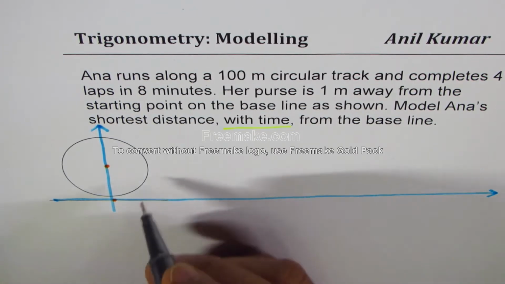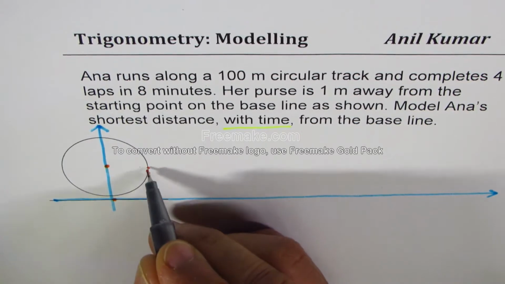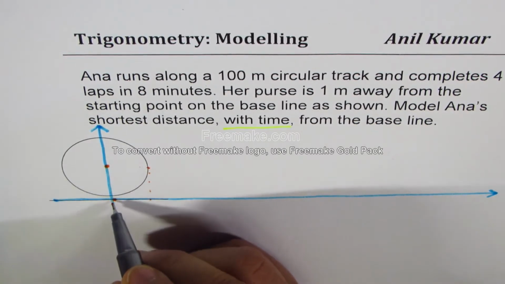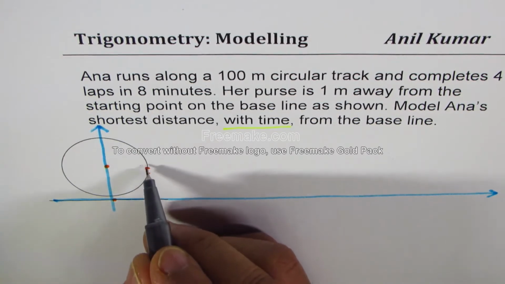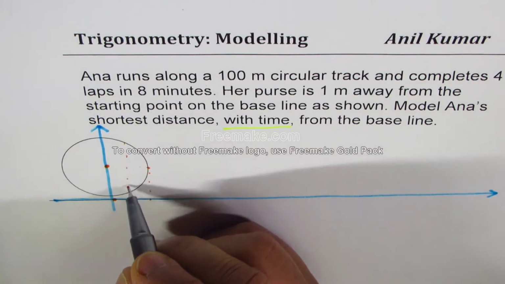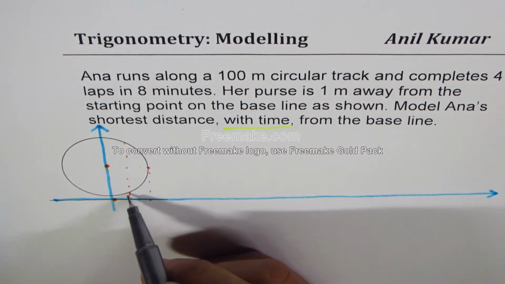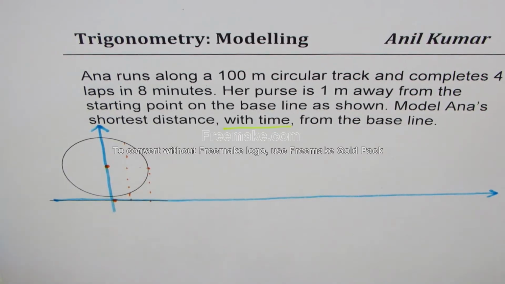That is to say, if we are at that position, the vertical distance is this much, which is radius plus 1 meter. Is it okay? And as she runs along the track, we are always measuring the vertical distance. Remember that part, correct? We are not measuring distance from the purse. That would be very difficult at this stage. So we are not going there. Okay, easy things first. Fine.